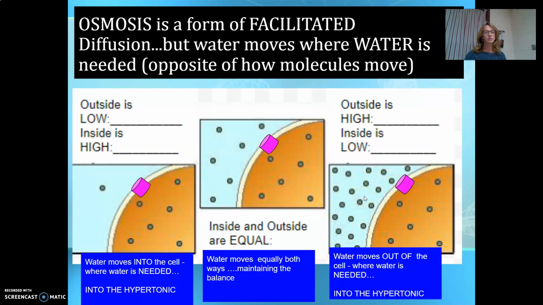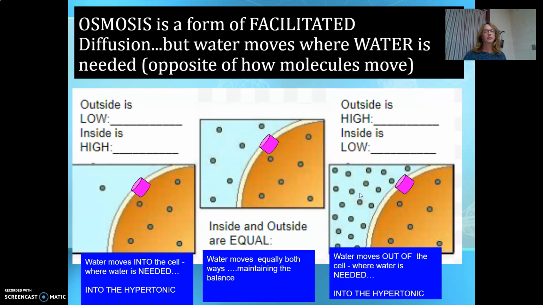But here's where it gets weird. The area where water is low is actually hypertonic because it's high concentration of stuff. So I remember it this way. Hyperactive kids, think about this as a hyper environment. There's lots of activity here. If somebody was hyperactive and running through the classroom, we would probably throw water on them to calm them down. So water gets thrown into the hypertonic solution to try to calm it down.